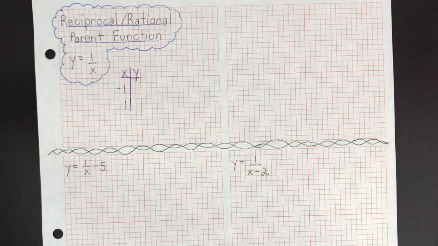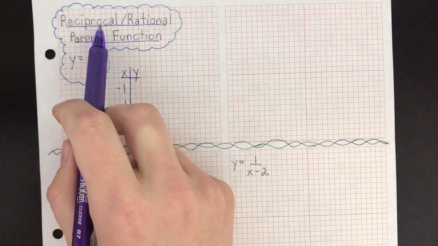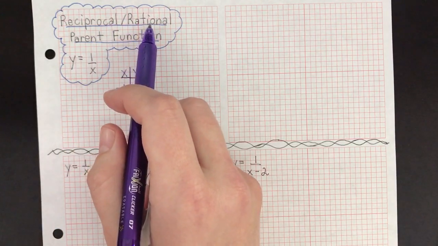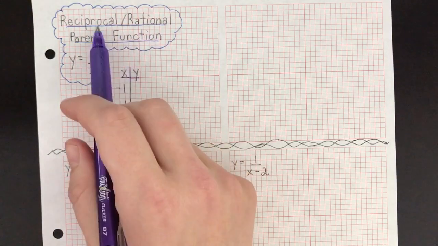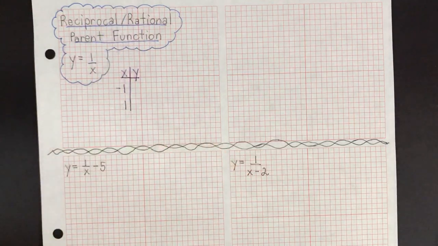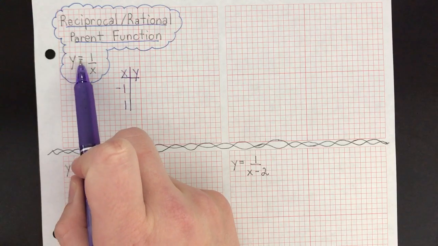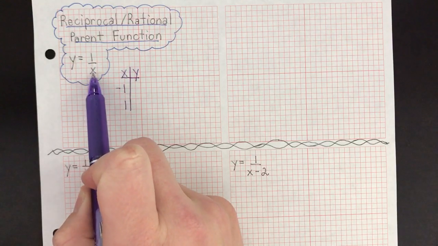Today we're going to be learning about the reciprocal or rational parent function. So this is the last parent function that we'll talk about this year in Algebra 2. It is by some books called the reciprocal parent function, but by others it's called rational. We will probably use rational more often than reciprocal, but I wanted you to see both. So the rational or reciprocal parent function is y equals 1 over x.